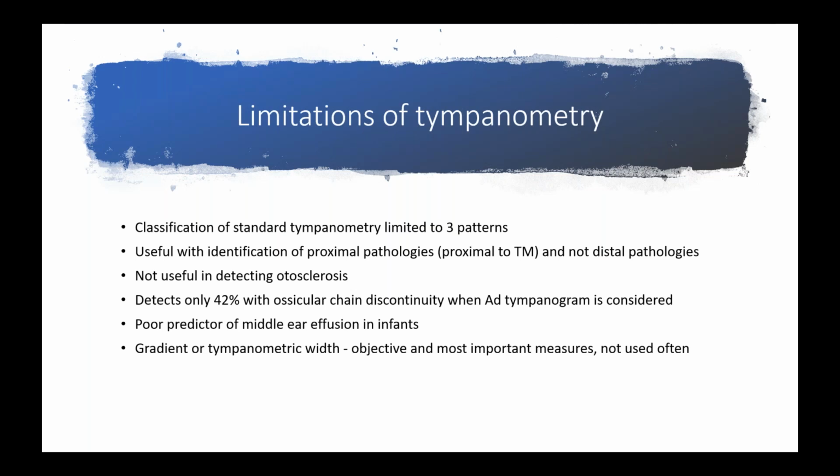And if you look at the application of 226 hertz with infants, we know that it's a very poor predictor of middle ear function in infants. Even if there is middle ear effusion, you can get an A-type tympanogram with infants. Though there are objective measurements such as gradient and tympanometric width, these are not commonly used by clinicians. So we tend to mainly use the A-type, or we describe the compliance, and we go for the middle ear pressure and then the volume. The gradient and tympanometric width are not commonly used parameters with 226 hertz tympanometry.